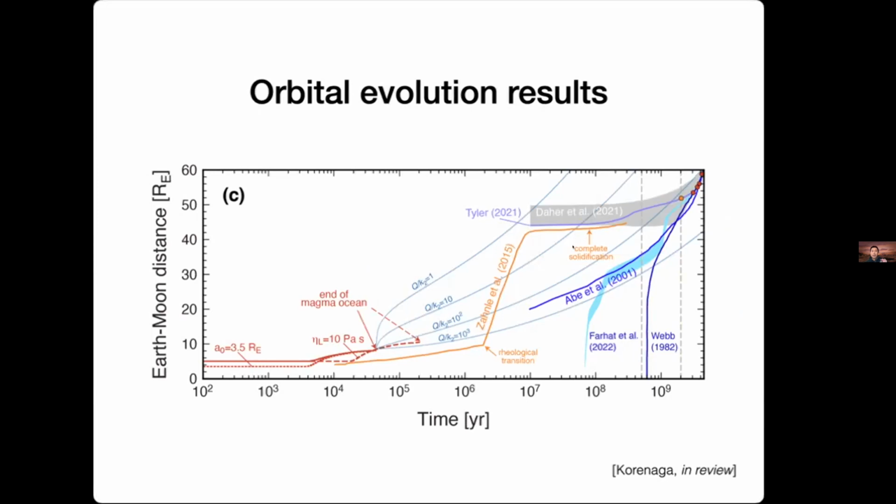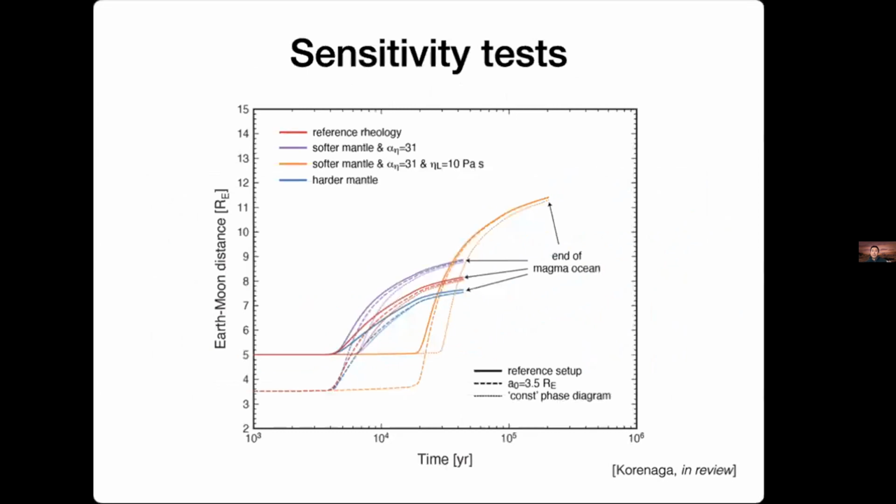But what should actually happen instead is just this much. So in terms of time scale of solidification, we see two orders of magnitude difference, and in terms of lunar recession, about one order of magnitude difference. And this limited lunar recession during magma ocean solidification is a fairly robust result, which is not very sensitive to how we set up models. The reference model I just showed is shown here in red, this one.